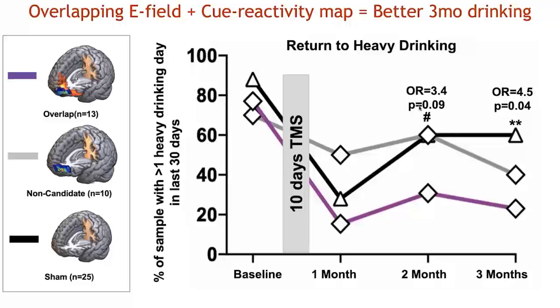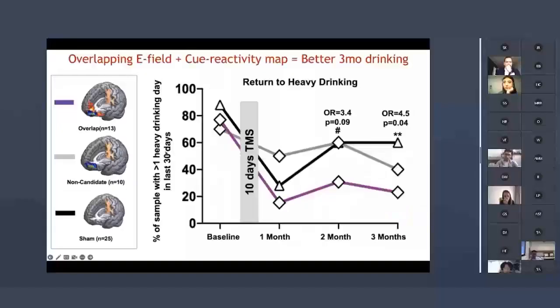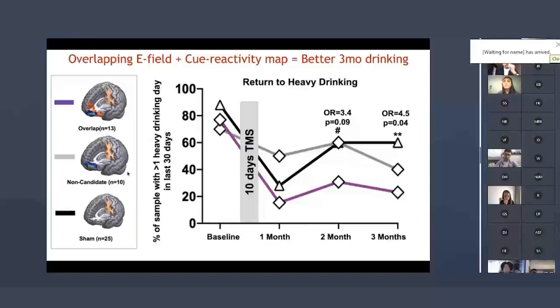So they were less likely to drink at 2 and 3 months than the sham group or the people that didn't have an overlap. And so that's the thing I want to leave everyone with, that it is probably important, which makes sense, that the electric field intersect the brain network that we're trying to alter. And in addiction in particular, but probably also OCD, maybe PTSD, these are state-specific brain networks that aren't engaged all the time necessarily. They tend to be activated in certain environments or to certain cues. And so that's probably important for us to incorporate into our treatment.